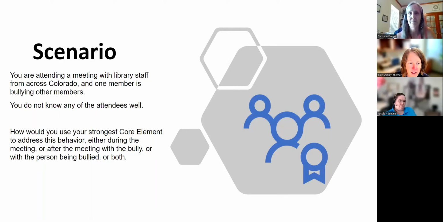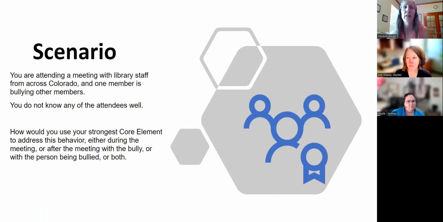Here's the scenario. Today you're attending a meeting with library staff from across Colorado, and one member is bullying other members. You don't know any of the attendees well. How would you use your strongest core element to address this behavior, either during the meeting or after the meeting, and either with the bully or with the person being bullied, or both? There is some additional information in the emotional intelligence competencies listed on page 11 that may help in your discussion.